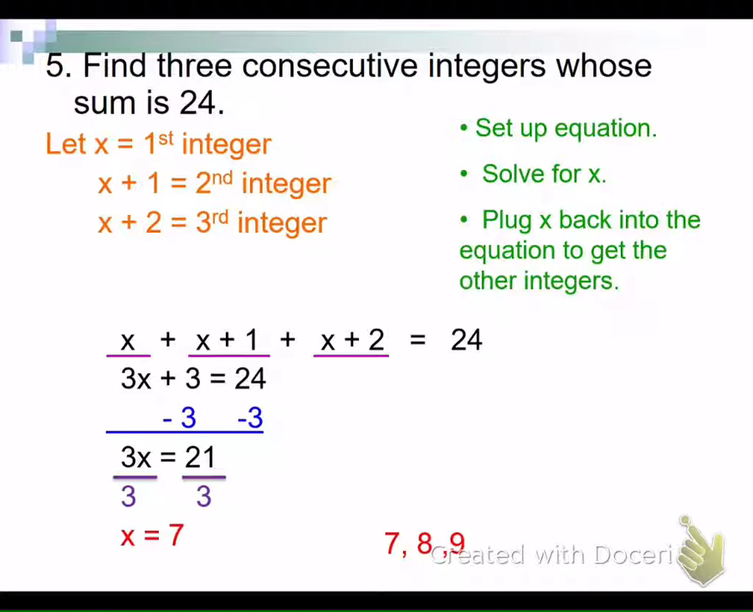Just remember the setup. If they're consecutive, you do x, x plus 1, x plus 2, if there's 3 of them. If there's 2 of them, you just do x and x plus 1.